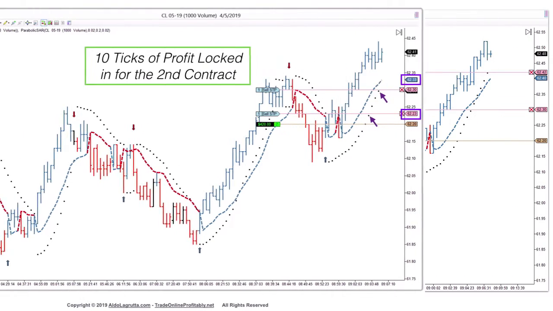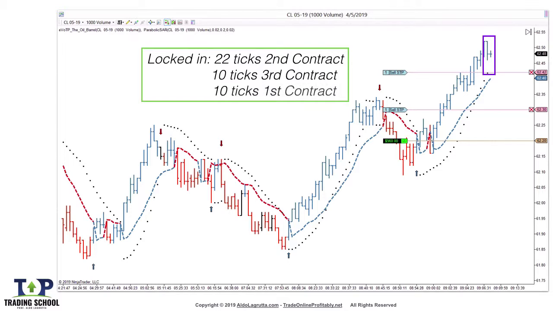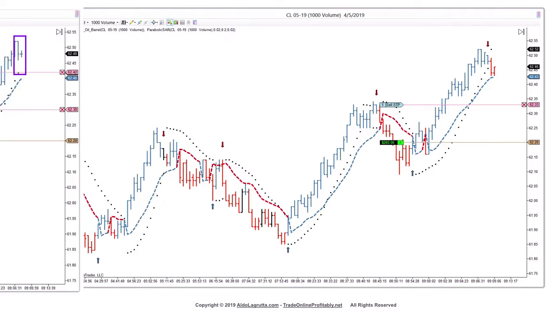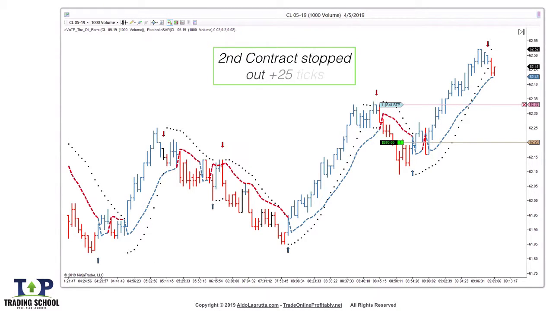As you can see here, by now the SAR was very close to the bars, so I was expecting to be stopped out any time. But I had locked in 22 ticks for the second contract and 10 ticks for the third, plus I had my 10 ticks for the first contract already. So all in all, this is turning out to be a nice trade. Now my second contract was stopped out at 62.45 with 25 ticks of profit, and my third stop was now placed at 62.33.